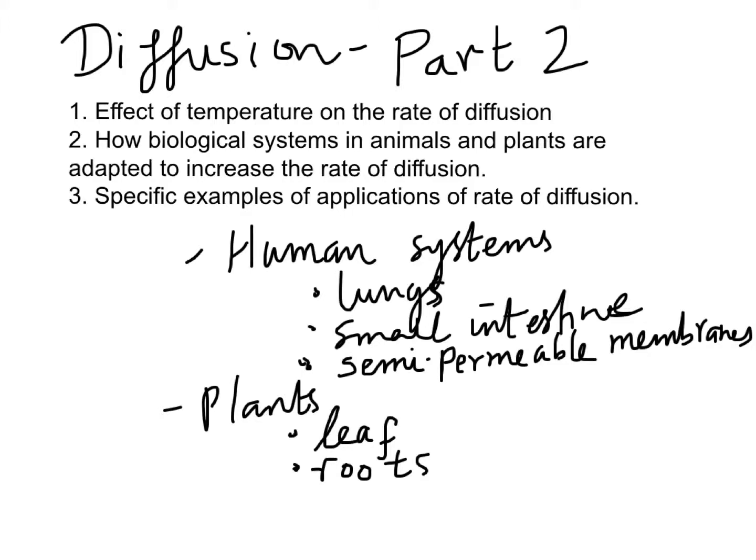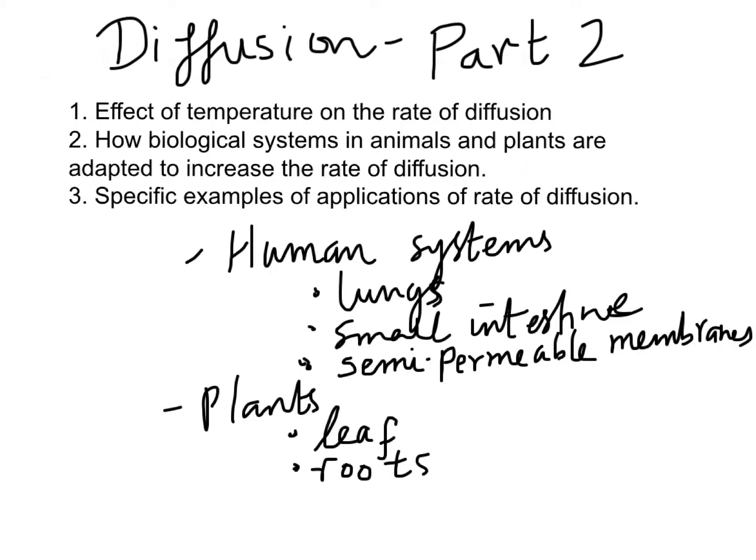It goes through the definition, what it is, and how it happens, and the various factors that affect the rate of diffusion. So it's really worthwhile going through part 1 of this video before you go into this, because this covers the specifics of biological systems in animals and plants and how these systems are adapted to increase the rate of diffusion. So it'd be really useful if you have not already watched part 1. Please go back and take some time to look through that video.